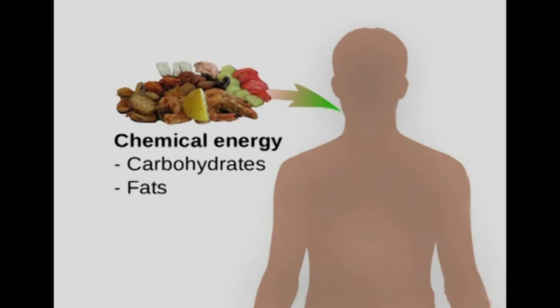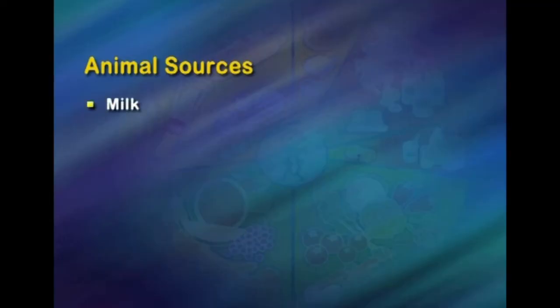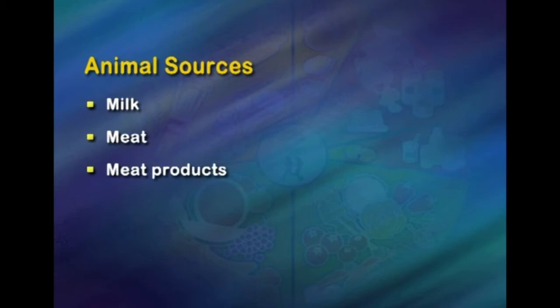When we take proteins in excess, it is converted either into carbohydrates or fats and it is stored in our body for later use. 1 gram of protein provides 4 kilocalories of energy. Now, what are the sources of proteins? We get proteins from both animal and plant sources. Animal sources like milk and meat products, plant sources like pulses, nuts, cereals, etc.